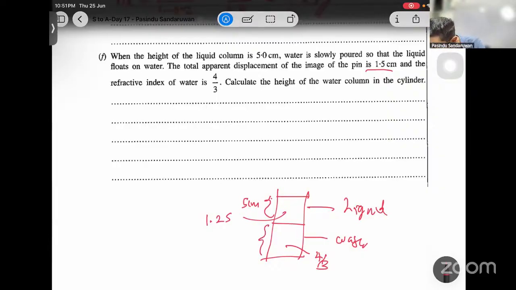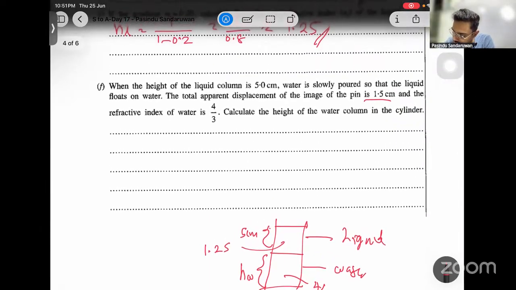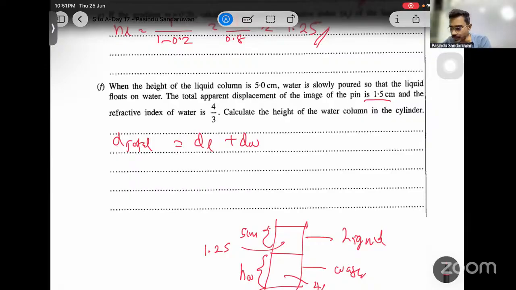So let's assume this height as HW, height of water. We know the total apparent displacement is equal to the sum of the apparent displacements by each liquid. Then D total equals D of liquid plus D of water. If we apply this separately, we can find DL and DW separately. To find DL, apply this to the liquid. DL equals height of liquid, which is known, 5, times 1 minus 1 over 1.25.